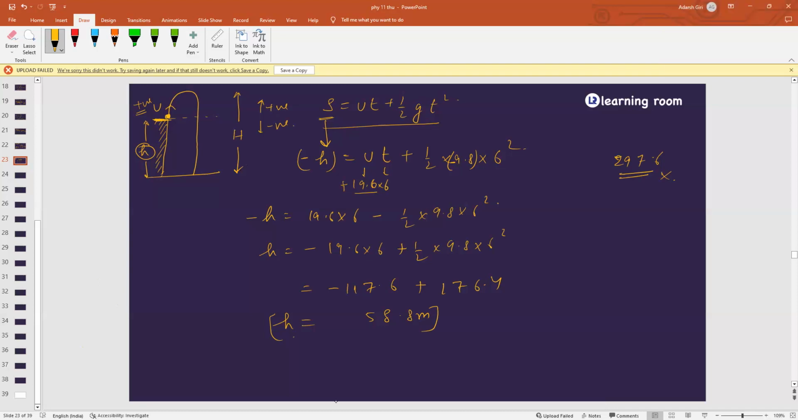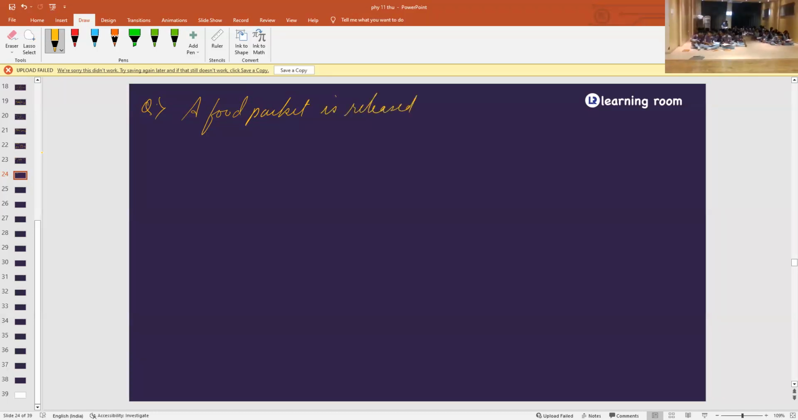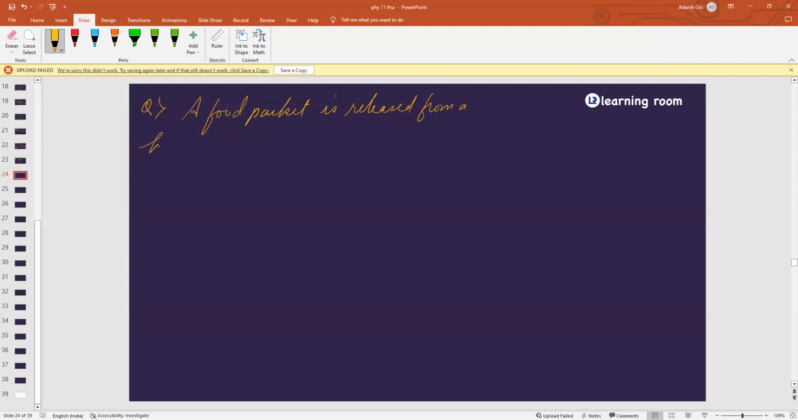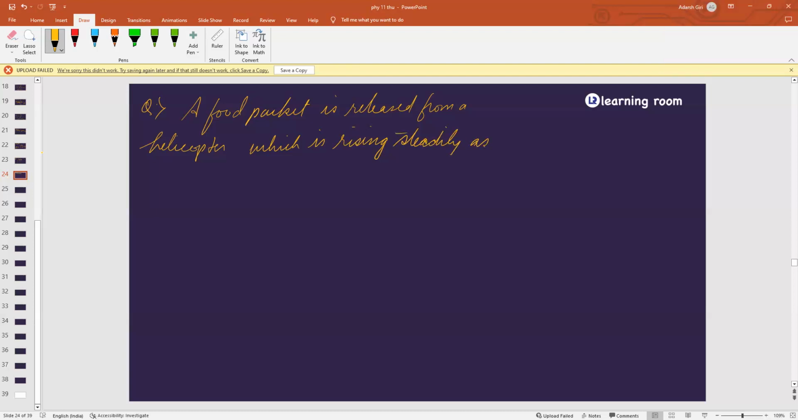Now see there. Next question says that a food packet is released from a helicopter, which is rising steadily at 2 meter per second.